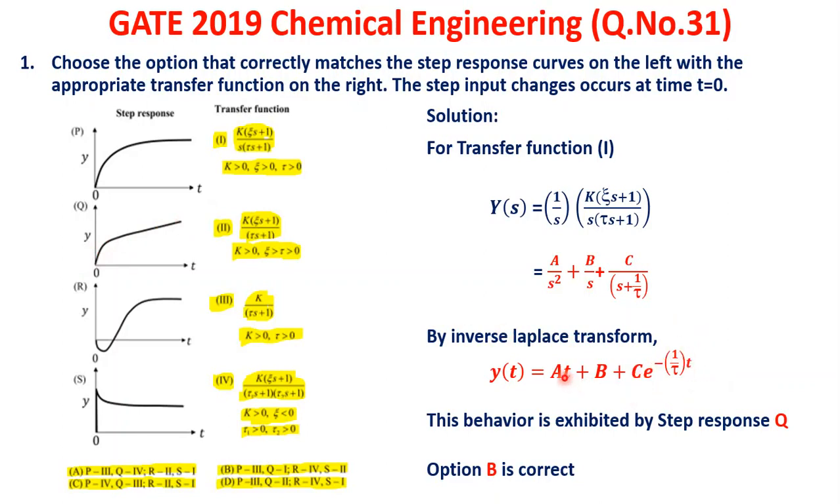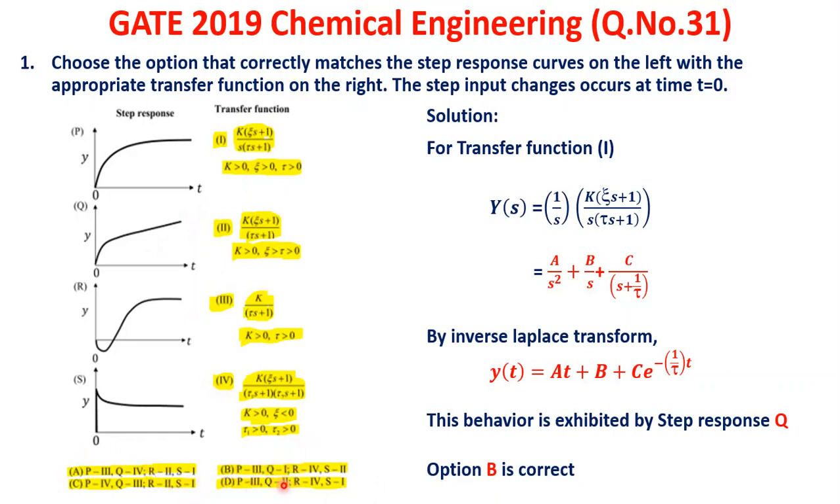This decay is added to the rise, but finally only the rise is dominating. Therefore option B is correct. Why have I concluded this particular transfer function? Option Q is correct. So Q and 1. Among these four options, only in option B do we have Q equal to 1.